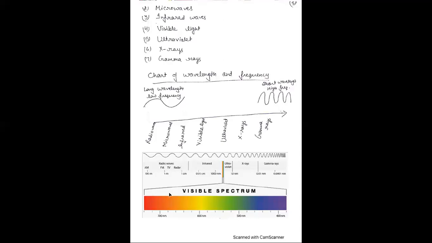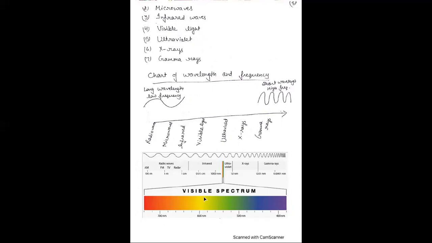This is the spectrum. Here the first is radio waves, which have the longest wavelength. As we move from radio waves to gamma rays, the wavelength decreases and frequency increases. These are radio waves in FM, TV, radar. Infrared has a wavelength of 0.01 centimeter to 1000 nanometer. And this is the visible spectrum.